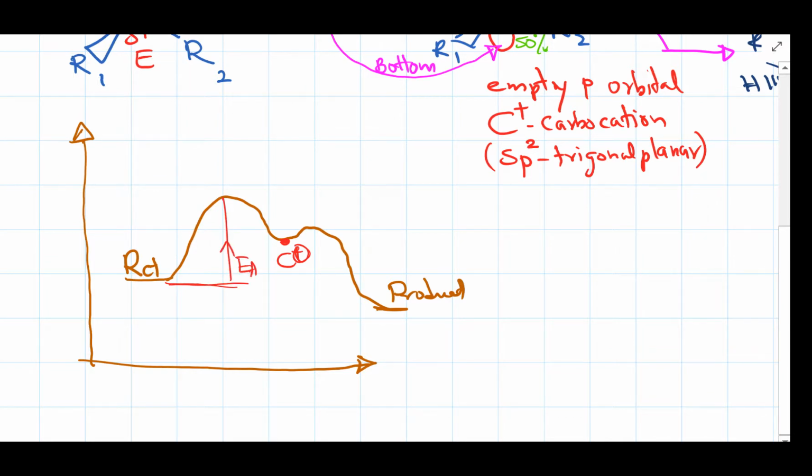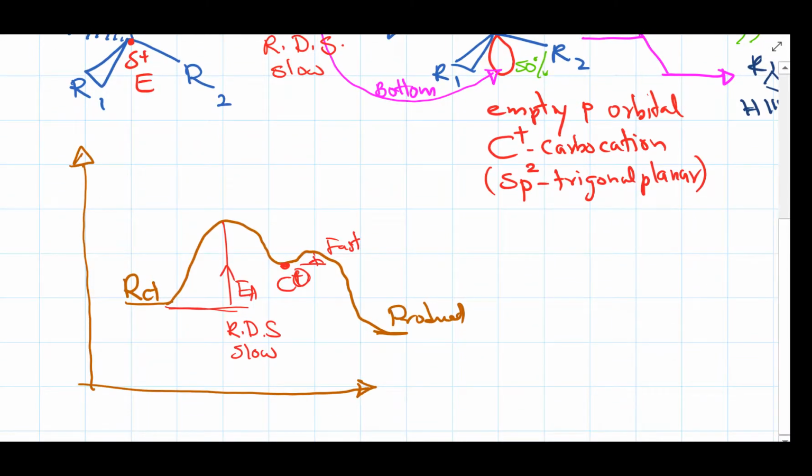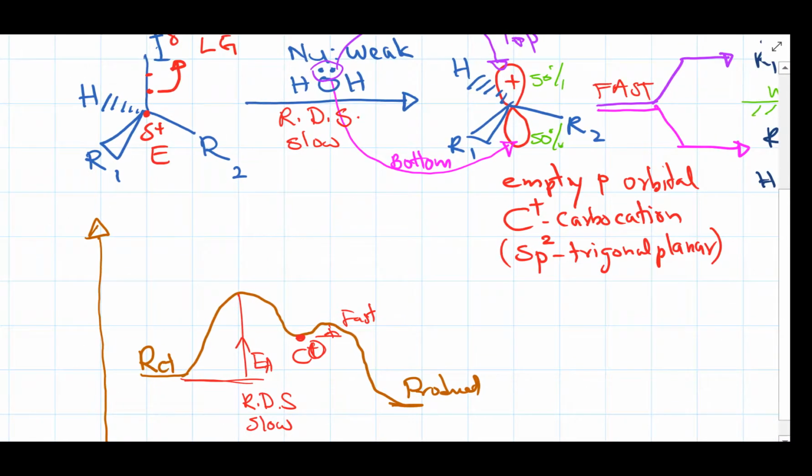The activation energy for the first step is pretty high. Because it's a big mountain to climb, it's the rate determining step, so it's a slow step. After the carbocation, that's a fast step. So the first step of this series of reactions, the rate determining step, is slow. After the carbocation is formed, the next reaction is fast. That's why there's a little hump for the fast reaction and a big hump for the slow reaction. So there are two steps.